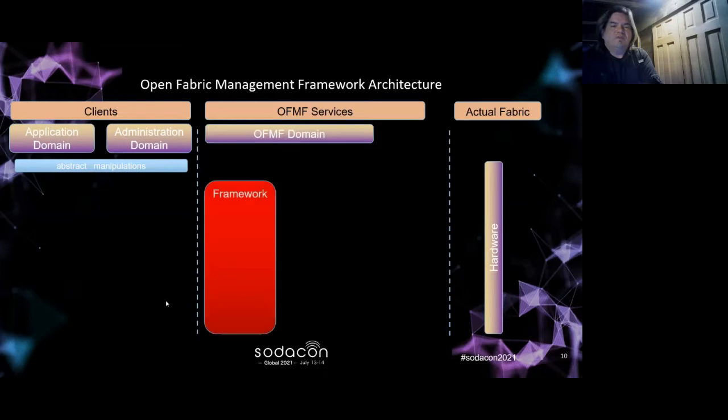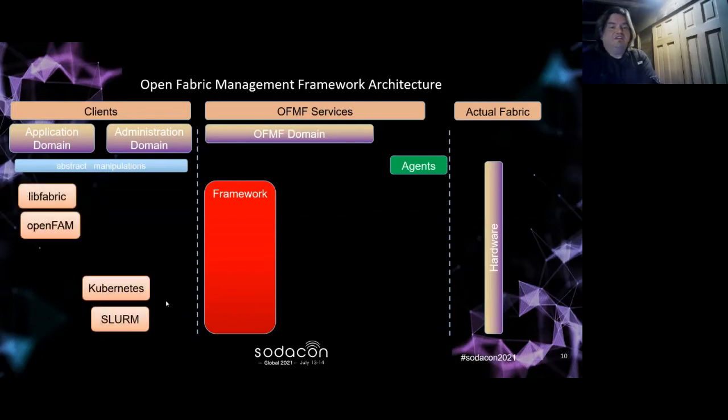The middle is a representation of the functional blocks that make up an Open Fabrics Management Framework. On the left side, you'll see various workload managers, application libraries, and resource managers. They're all clients of the framework who need to be kept up to date about what's going on in fabrics they're interested in.